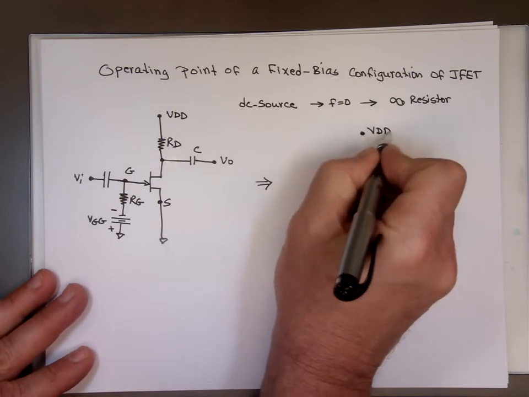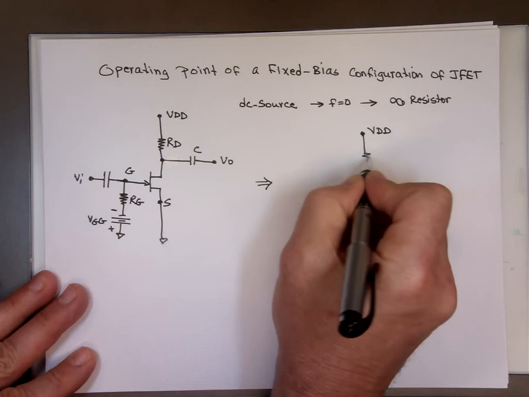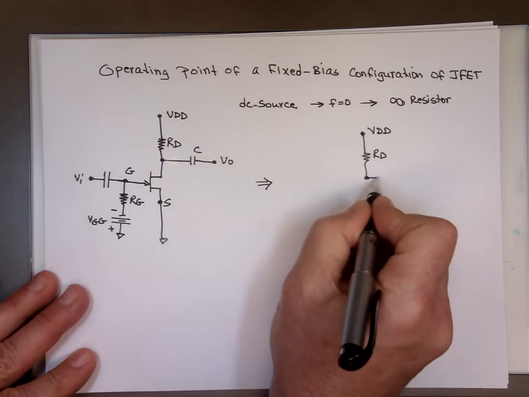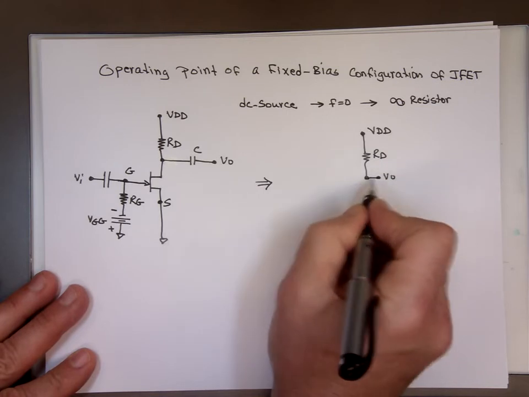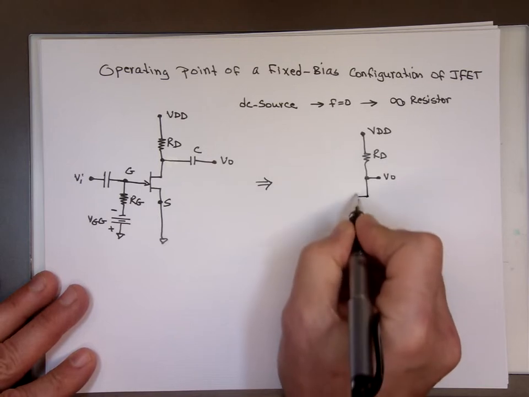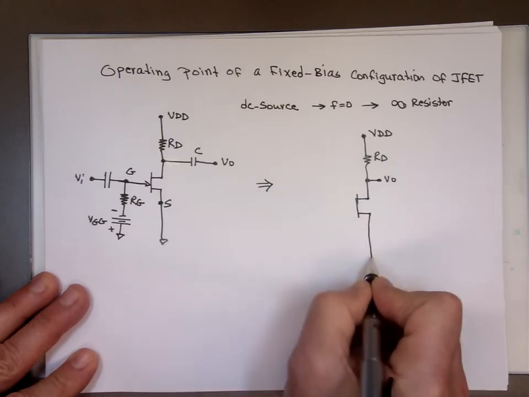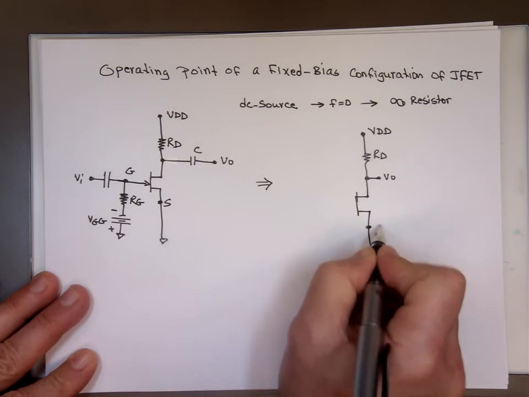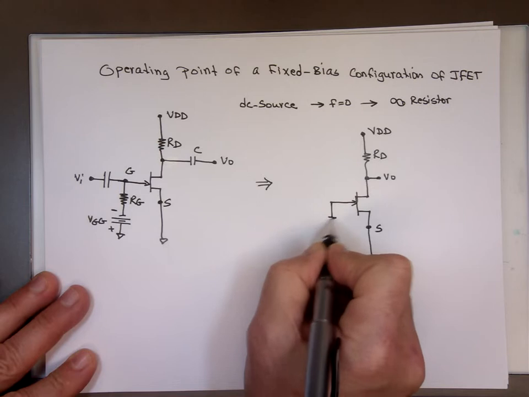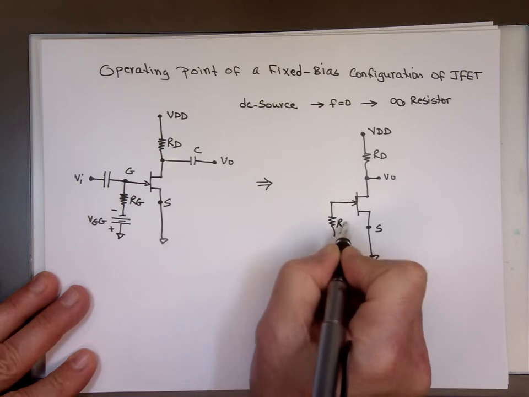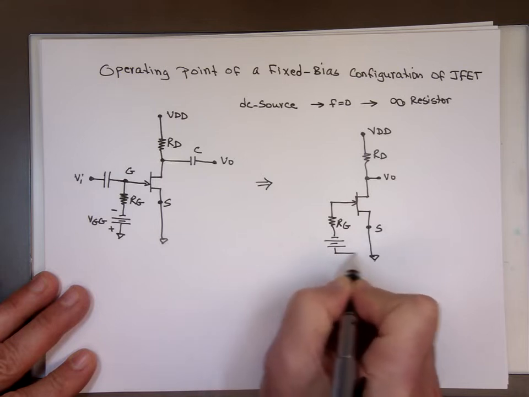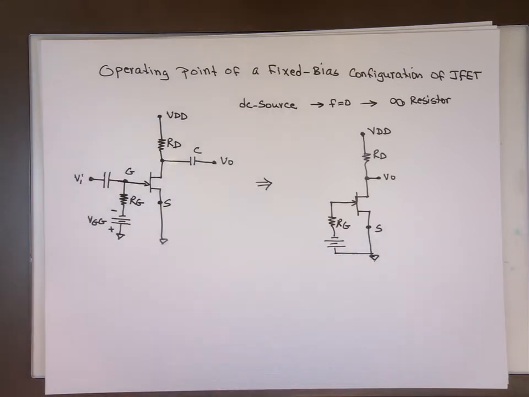VDD, R sub D. This is V out here, which is V at the drain. The source. R sub G, minus, plus, minus, plus, and there's the ground. You can attach both grounds together if that's easier for you.